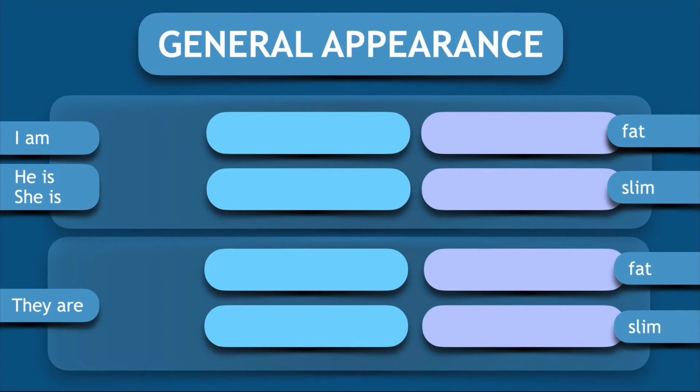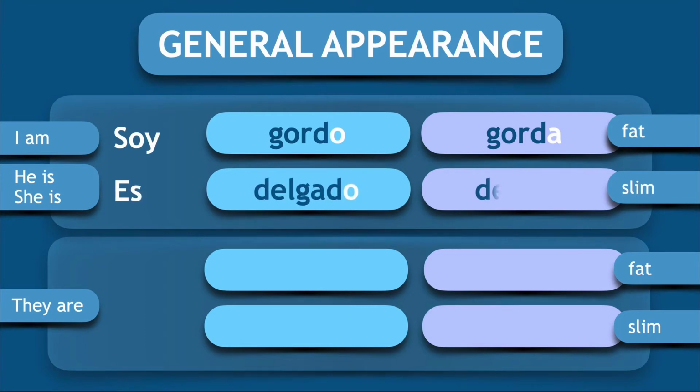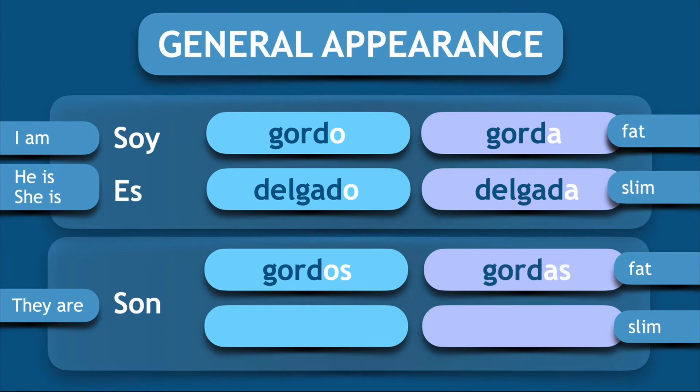If I wanted to say I am fat, I could say soy gordo if I was a man, and soy gorda if I was a woman. If you wanted to say he is slim, you could say es delgado if he was a man, and es delgada if she was a woman. If you wanted to say they are fat, you could say son gordos if they are a group of men or men and women, and son gordas if they were a group of women only. If you wanted to say they are slim, you could say son delgados if they were a group of men or men and women, and son delgadas if they were a group of women only.